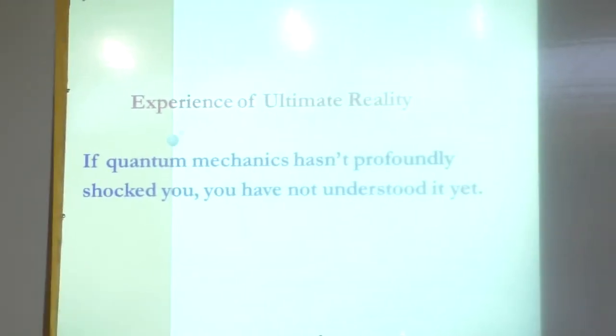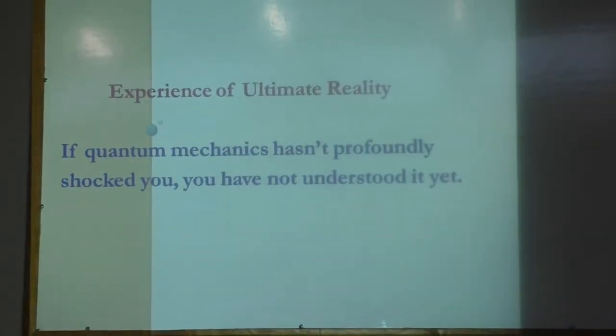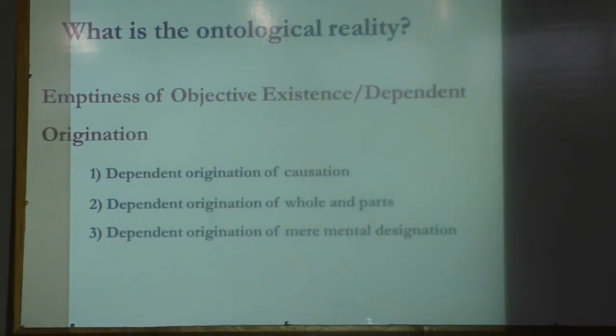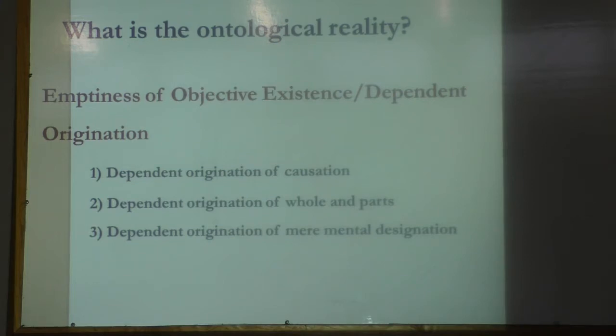This is what Niels Bohr said: if quantum mechanics hasn't profoundly shocked you, you have not understood it yet. Now, the Buddhist concept of ontological reality: there's nothing really there from the object side. Everything is like what the quantum physicists present: the observed exists only by dependence on the observer.